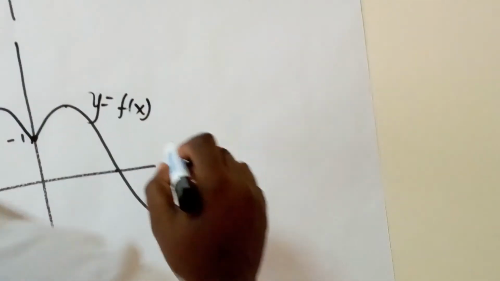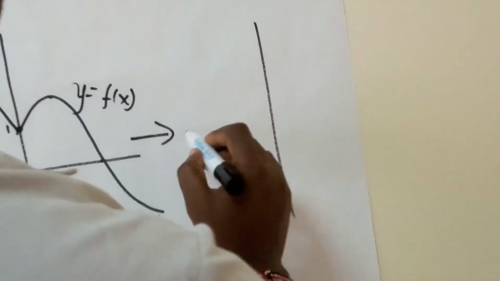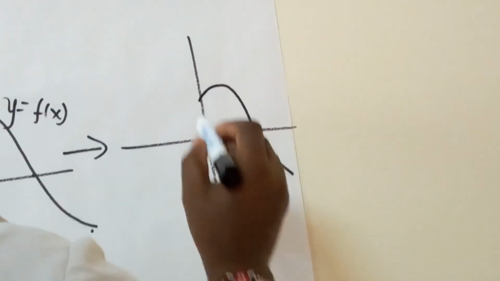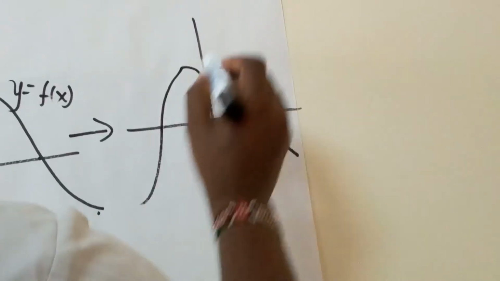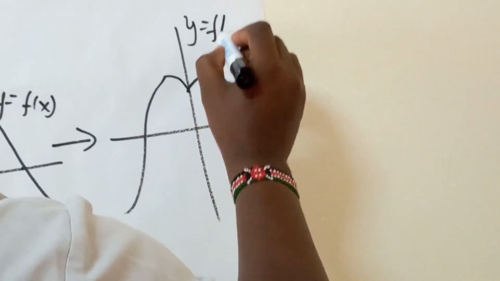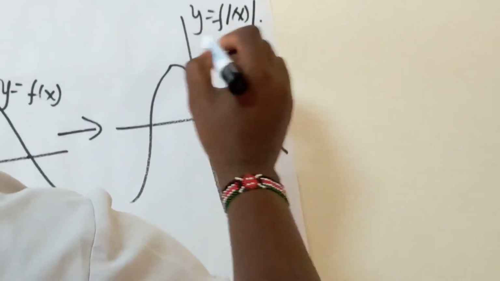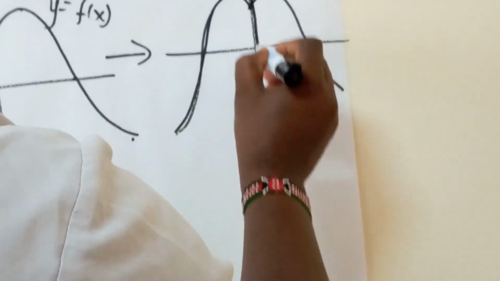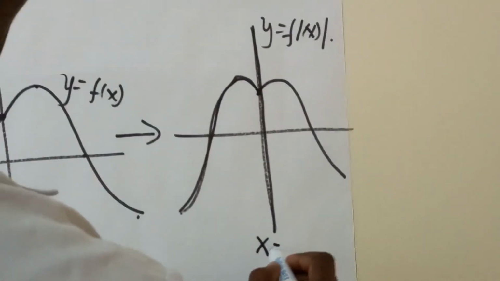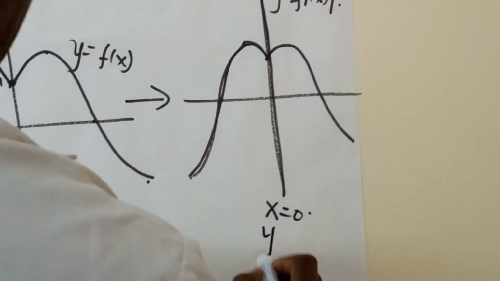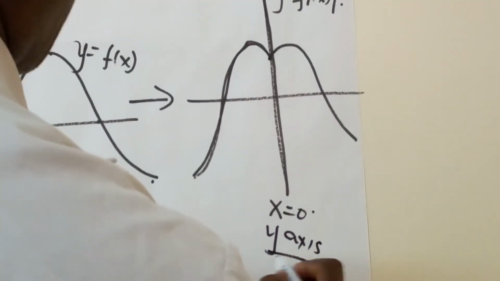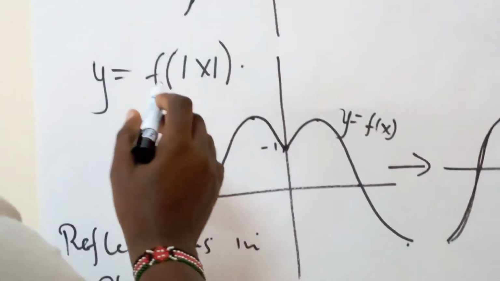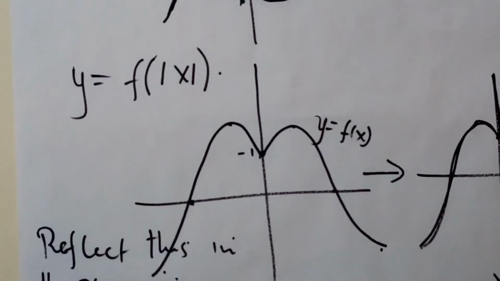But if you want to reflect this one, probably to avoid them being in the same set of axes, then this graph is now y equals f modulus of x, because we are reflecting all values of x along the y-axis, and this is the line x equals 0. We can also call it the y-axis. That is how we get to sketch the graph of f modulus x.